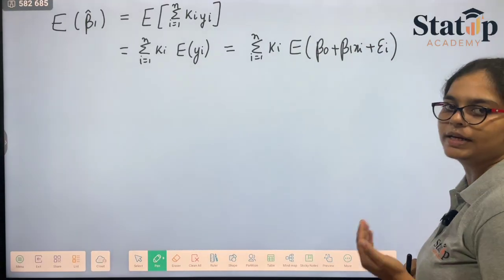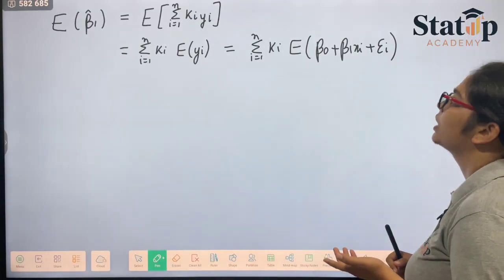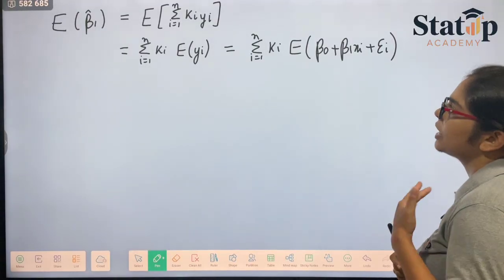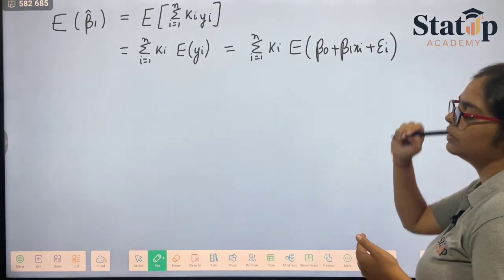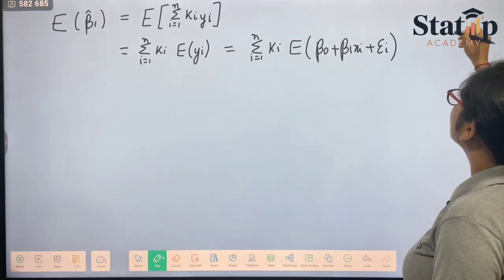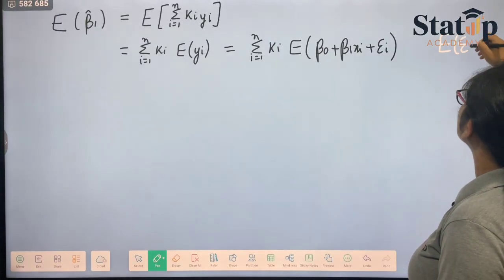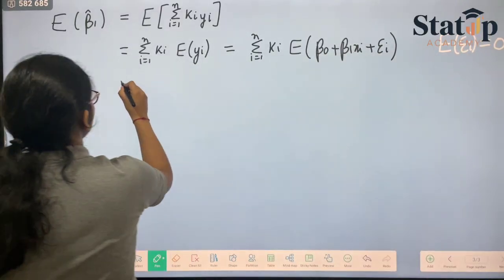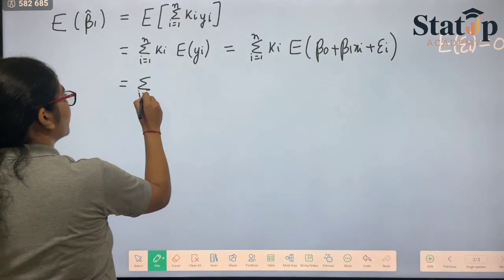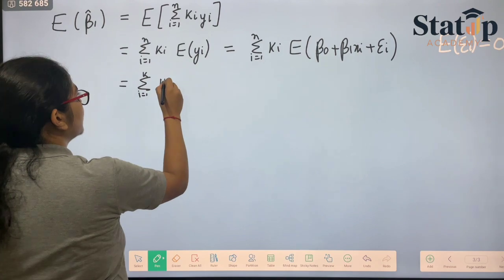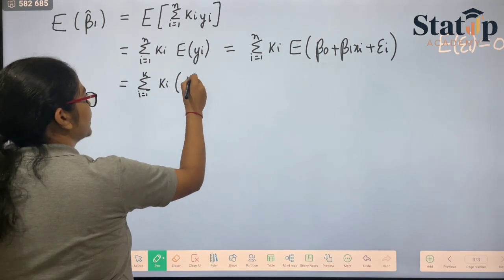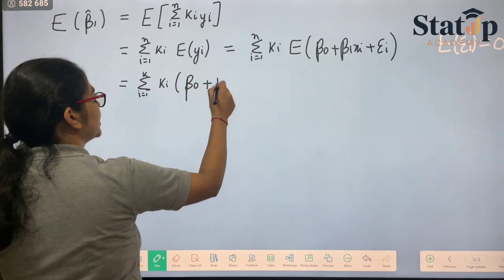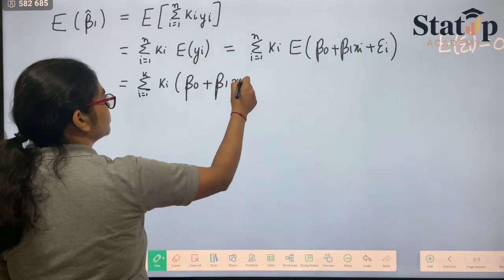Now all of this, beta naught, beta 1 and xi, are considered as constants, so they come out of the expectation and we are only left with expectation of epsilon i. And again, by Gauss-Markov assumption, expectation of epsilon i is nothing but 0. So our expression is summation i goes from 1 to n ki times beta naught plus beta 1 xi.